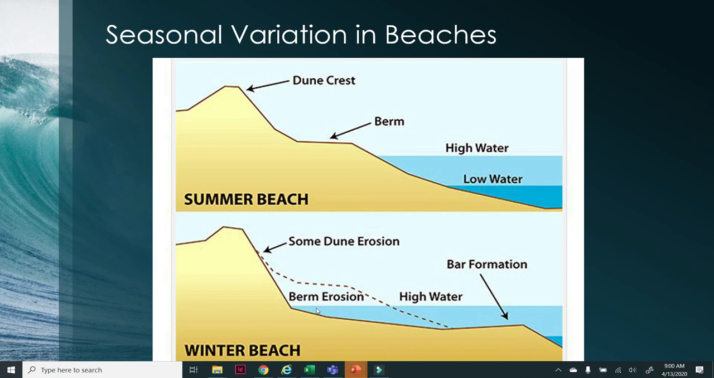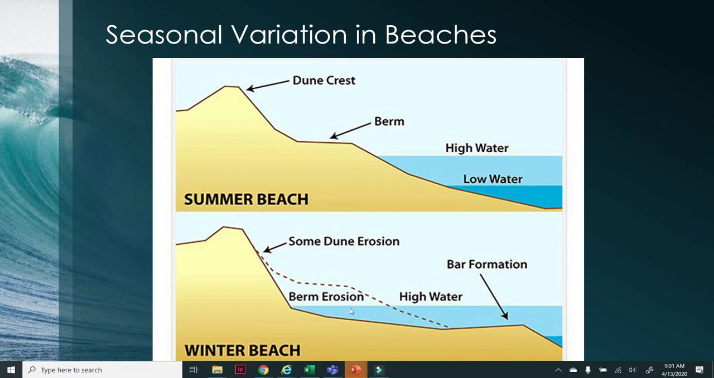This berm gets eroded, and the water carries the sand from the berm out to a bar. So we see a stronger longshore bar in winter out here, and we see less of a berm. Often water comes straight up to the dune, and you'll notice that all of this sand disappears, so the beach is actually lower than it was in summer.